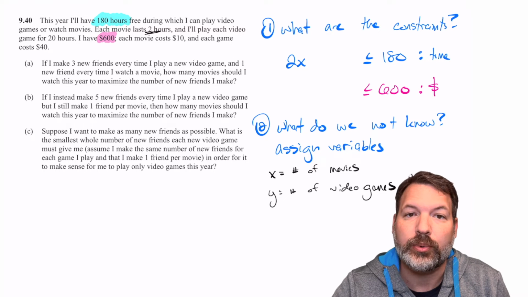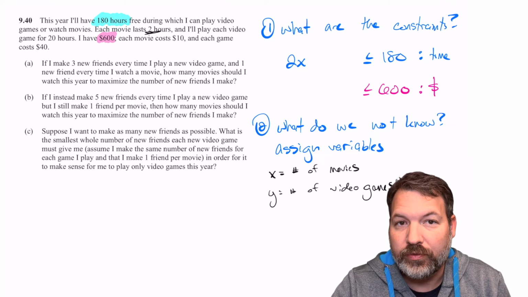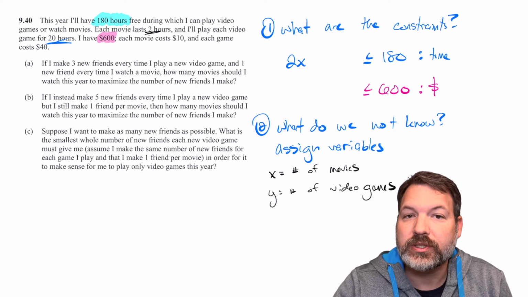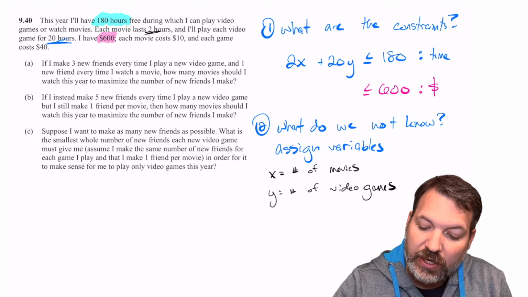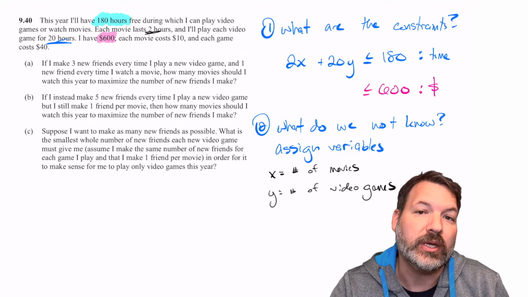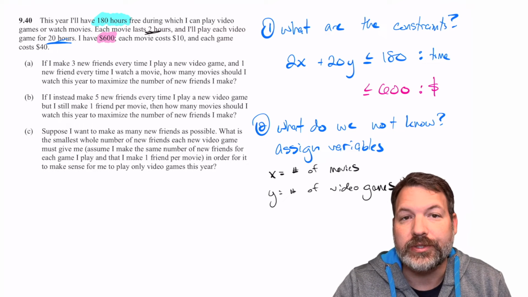2x accounts for the number of hours that I spend on movies. 20y is what's going to account for the amount of time I spend on video games. So we end up with this linear inequality. 2x plus 20y is less than or equal to 180.